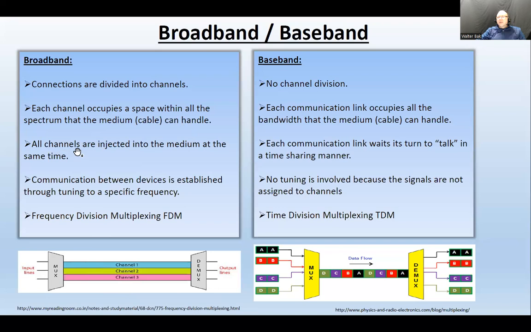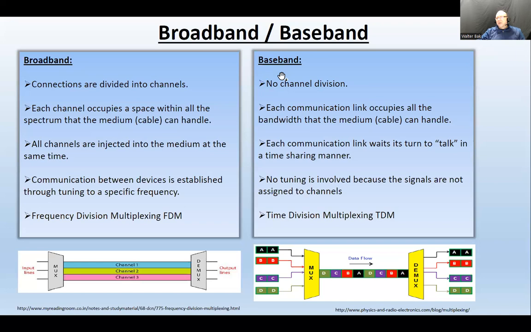All channels are injected into the medium at the same time. Communication between devices is established through tuning to a specific frequency. And we are talking about frequency division multiplexing, FDM. That's the broadband type of signal delivery. And that is the form in which the internet signal is provided to our houses, to our homes, to our institutions. Also, optical fiber or fiber optic is also used to deliver signals in the form of a broadband.